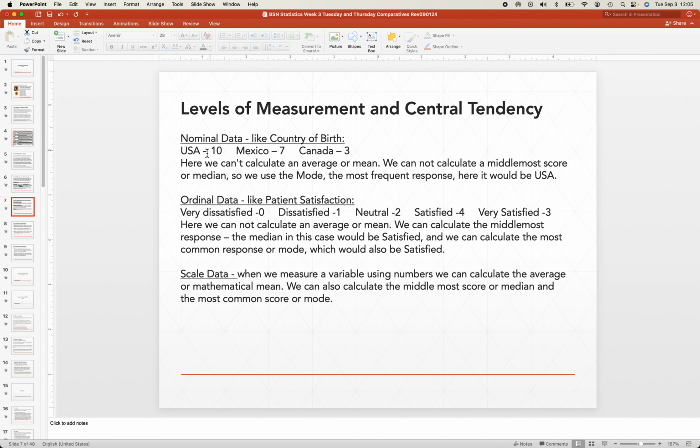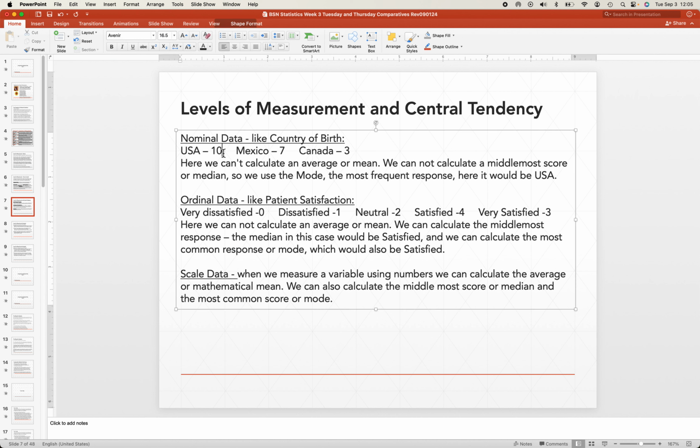But just to go through these again, nominal data like country of birth, we might see in a study that we had 20 participants, 10 were born in the United States, 7 in Mexico, 3 in Canada. Here we can't calculate an average or mean, we can't calculate a middlemost score, so all we use is the mode, which is the most frequent response, and here it would be the USA because there are 10 participants that say that is their country of birth.